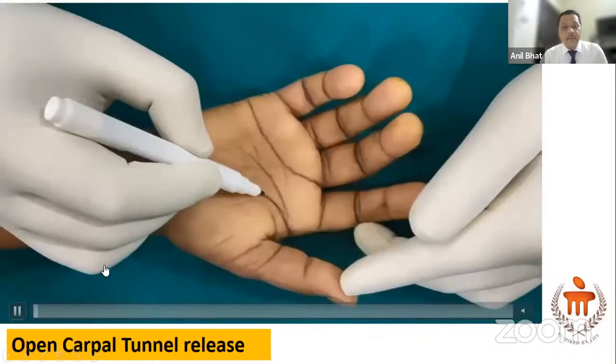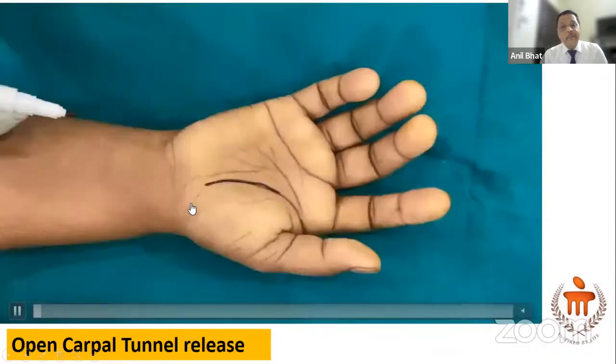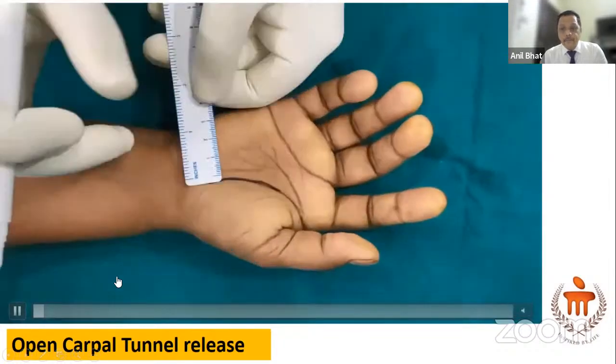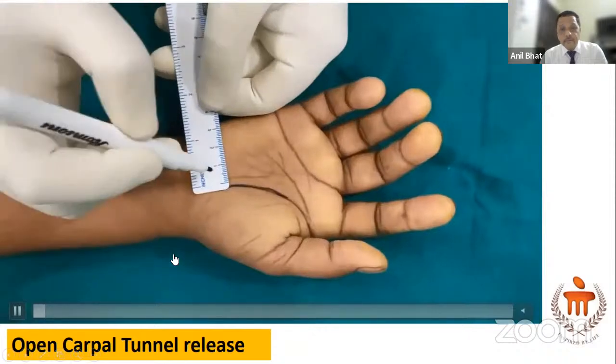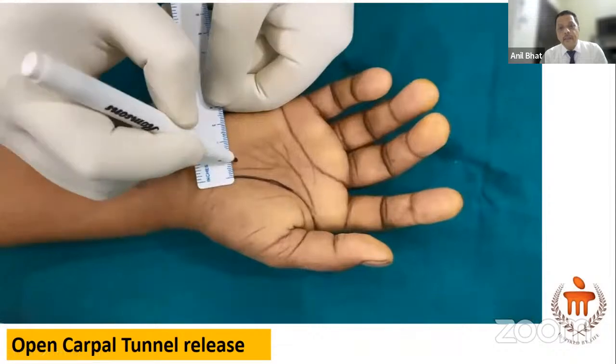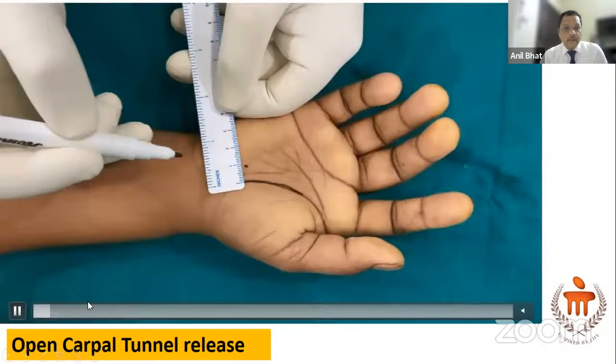So these are the landmarks. Basically, your thenar crease is the first one, okay, and then you go along about a centimeter ulnar to that, okay. So that is the point you need to take.